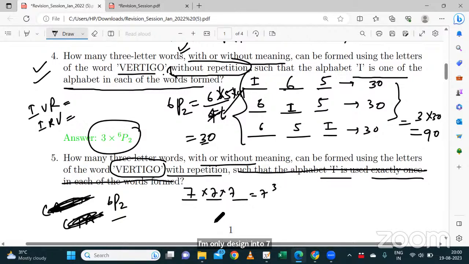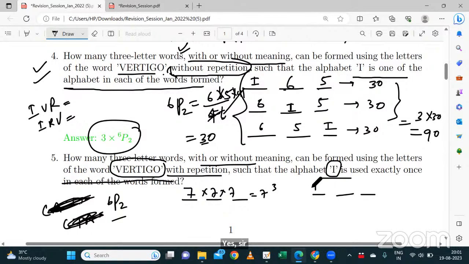7 into 7 into 7, right? Now the question has a twist. You can use I exactly once. There is a condition for I. I mean, you can repeat the other letters, but not I. You can use I only once. Are you getting it? Yes. So I have 3 places, right?